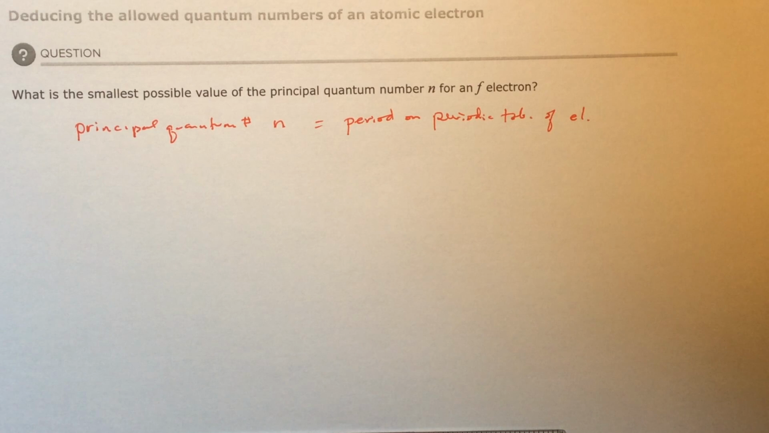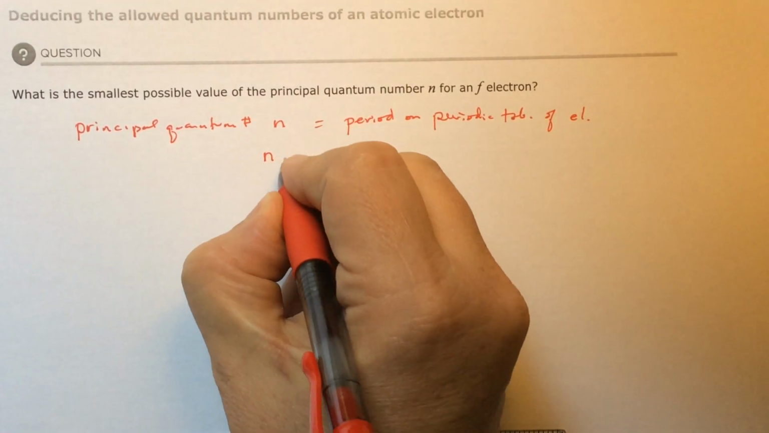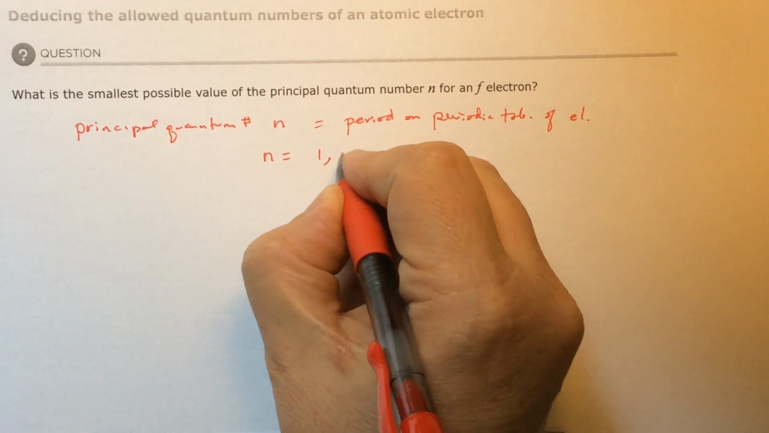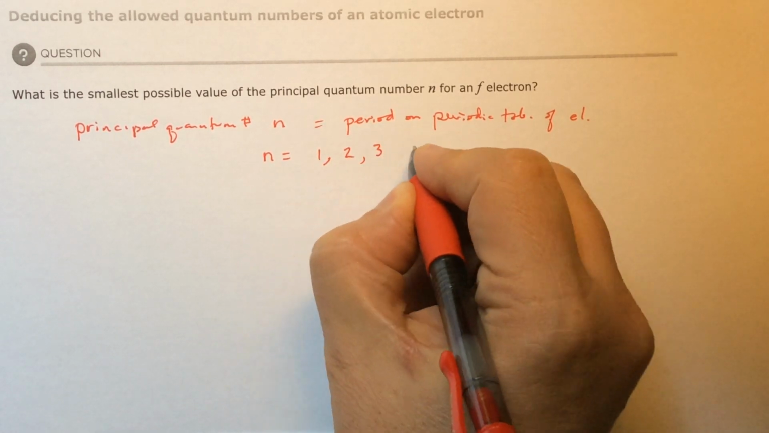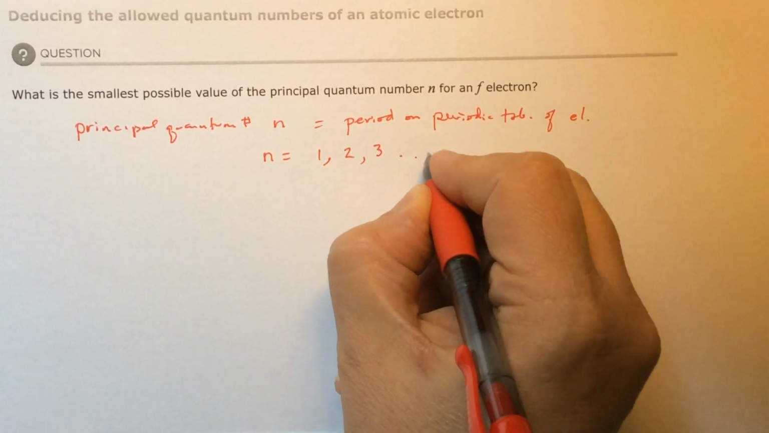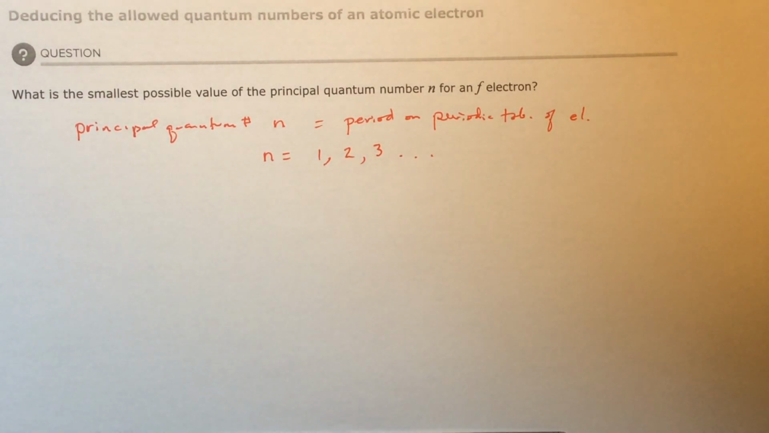Okay, so the first period, the first row, would be n equals 1. That would be hydrogen, helium. N equals 2, lithium, etc. And n equals 3. Each subsequent row would have a new n number. So n could equal 1, 2, 3, and so on. We have up to row 7, up to period 7 on the periodic table currently.